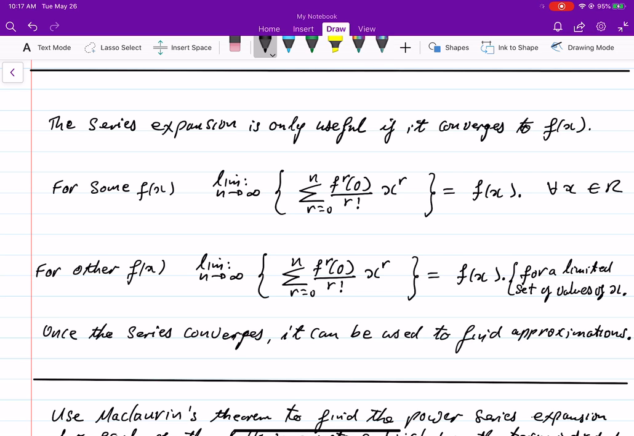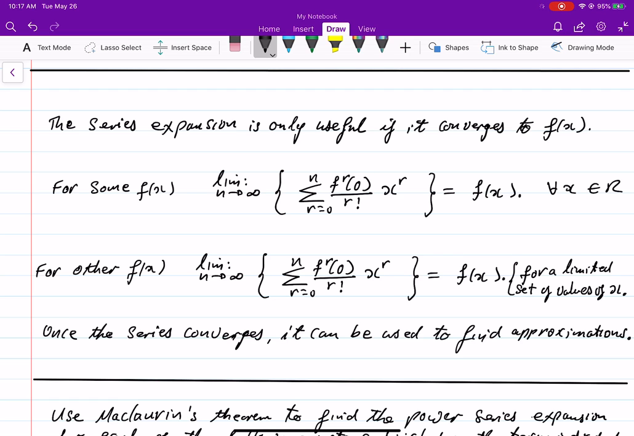For other functions, for other f of x's, the limit as n approaches infinity of that sum from r equals 0 to n of f^(r) of 0 over r factorial times x to the r will give you back f of x for a limited set of values of x. And once the series converges, it can be used to find approximations.